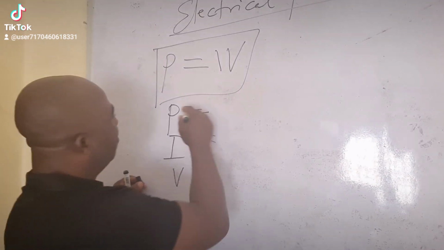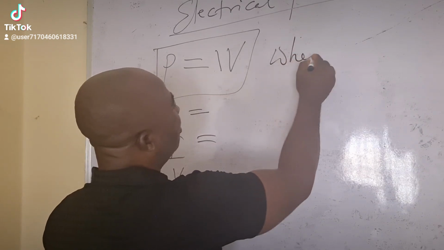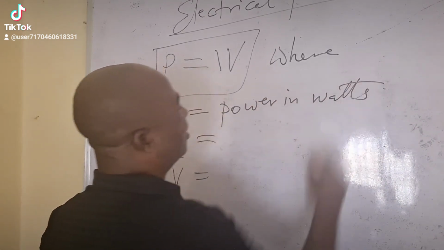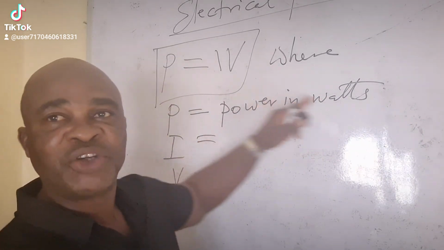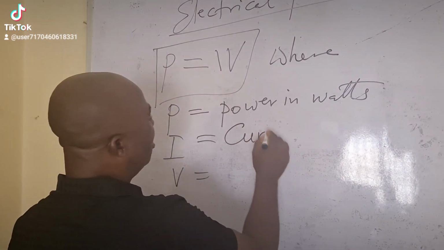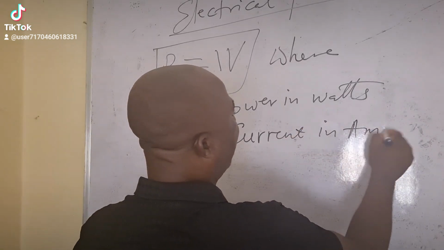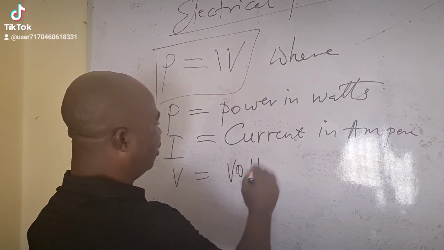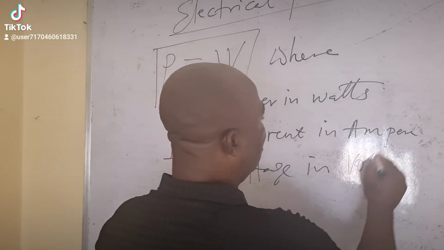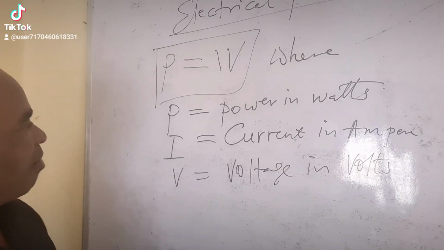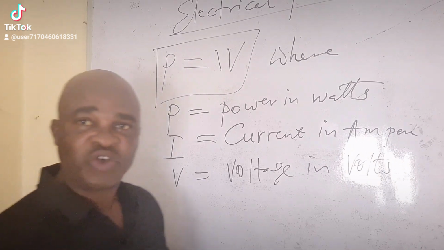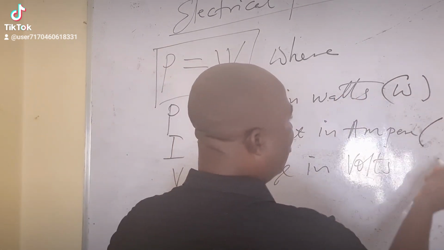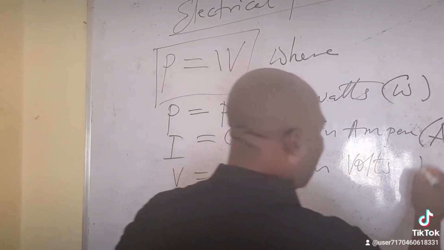Now, let's define. We have P, where P is equal to power in watts. Either you say power in watts or you say power measured in watts. Then I will mean current in ampere. V will be equal to voltage in volts, or measured in volts. Remember, all the abbreviations are there to be used. We can still say in brackets W, meaning watts. The symbol for ampere is A. The symbol for volts is V.